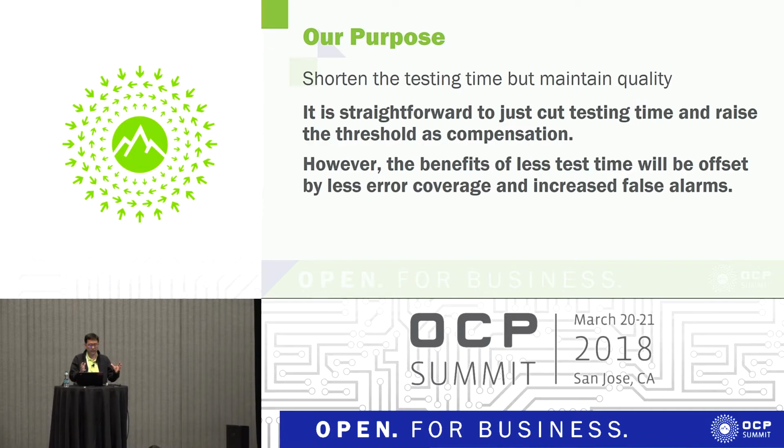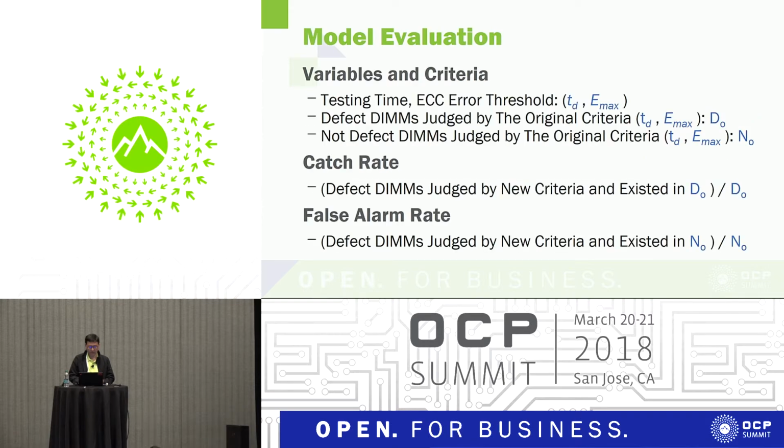Okay, you shorten your testing time. Then I believe there must be lots of DRAM that cannot be caught, cannot be figured out, and there will be some normal DRAM modules identified as failed. It's a false alarm. Okay, so we want to find a solution to compensate for those conditions. Okay, that's our criterion: testing time, threshold, catch rate.